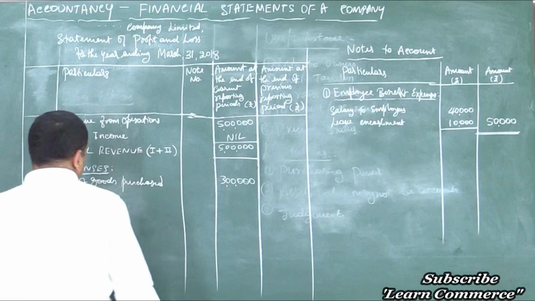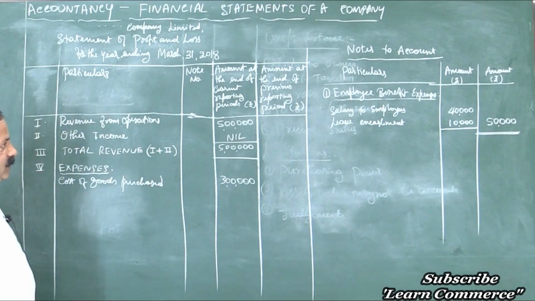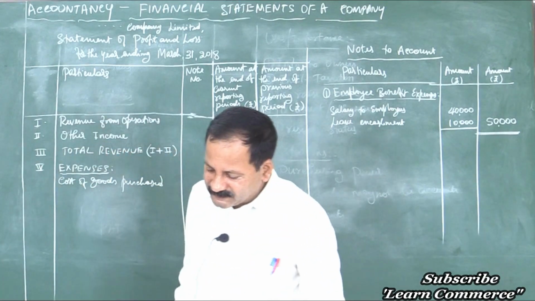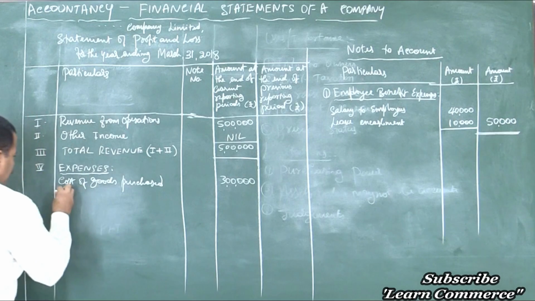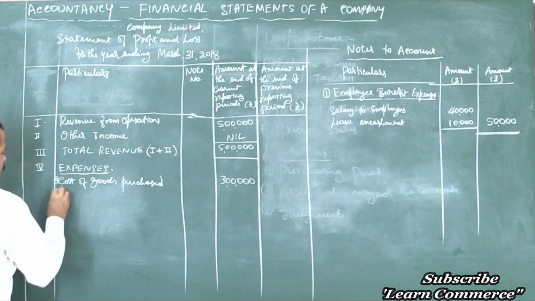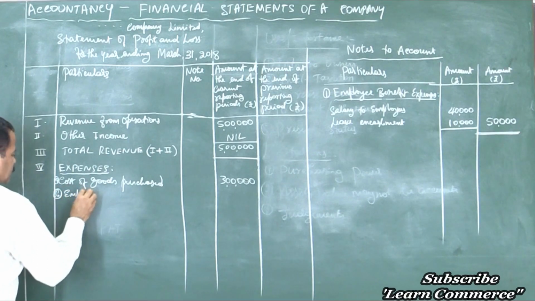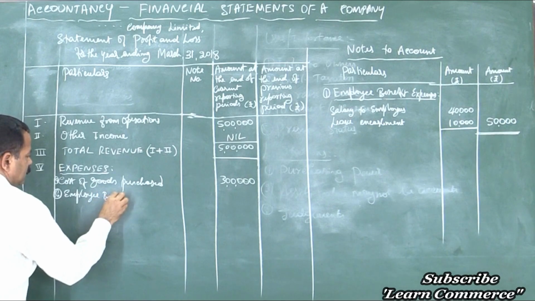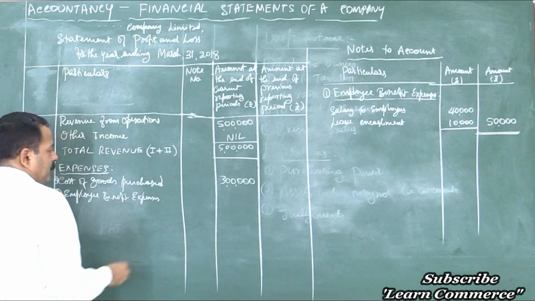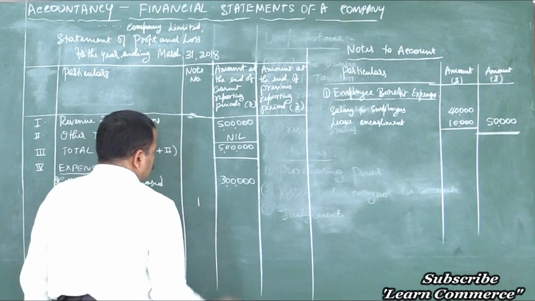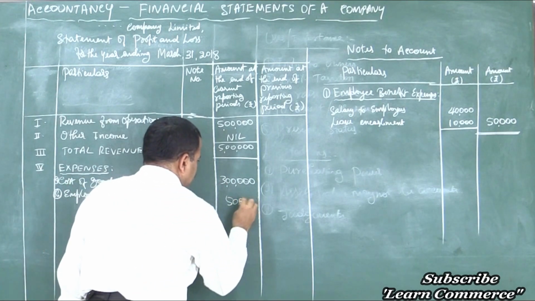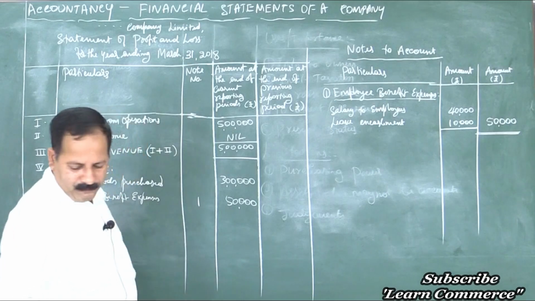come here, and cost of goods purchased, isn't it? You wrote 3 lakh. Then employee benefit expenses. You can write here A and B. Employee benefit expenses. Note number, write it 1. How much is it? You have already calculated over there. 50,000, right? Yes. 50,000.